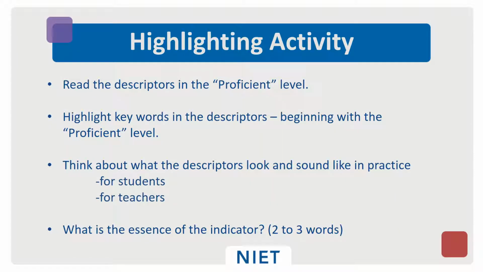Now you will spend some time reviewing the indicators in the instruction domain. Take out Handout 1, the SCTS 4.0 rubric, and Handout 2, the Instruction Domain Activity Sheet. For this activity, you should read the descriptors in the proficient level, highlight keywords in the descriptors, think about what the descriptors look and sound like in practice for students and for teachers, and determine the essence of the indicator. In other words, if you had to summarize the indicator, what would you tell teachers the indicator is all about?